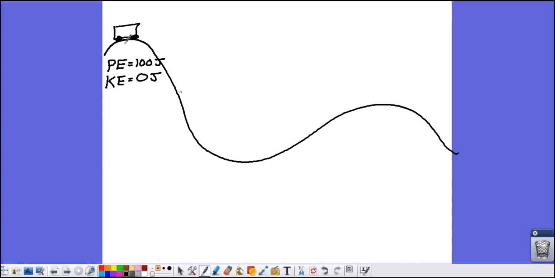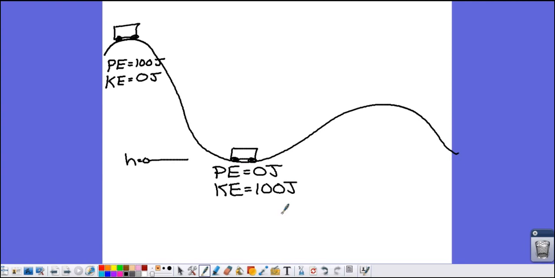Then you come down, you get down to the bottom. At the very bottom here, this is our height is zero level. So now all of your potential energy is gone because you're at the height of zero, so you have 0 joules of potential energy. And all of that potential energy has been converted into kinetic energy. So now you've got 100 joules of kinetic energy.